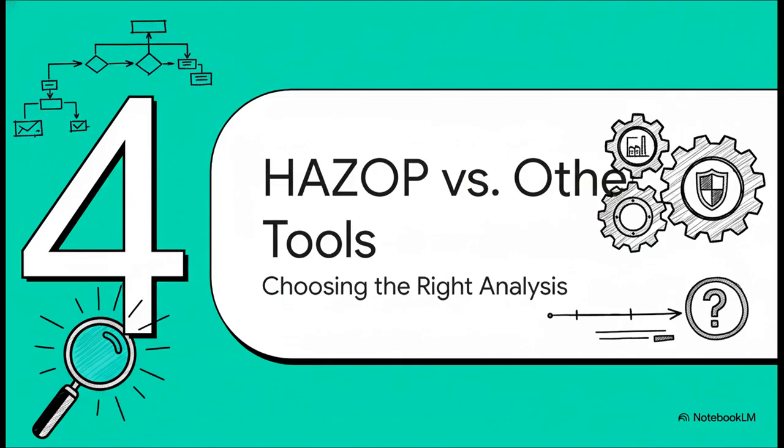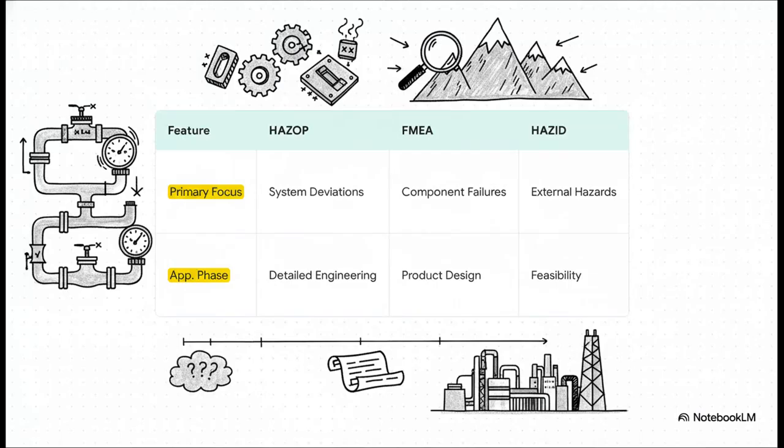So, with all these different variations, you might be wondering, where does HAZOP fit into the bigger picture of safety analysis? Let's take a look at how it compares to some of the other common tools out there. This chart lays it out perfectly. So you have hazard identification, which you do way early on just to spot the big picture risks. Then you have FMEA, which zooms way in on single component failures. But HAZOP, that occupies its own unique space. It gets applied during the detailed engineering phase, and its primary focus is on system deviations. What happens when the whole process starts acting in a way it's not supposed to?